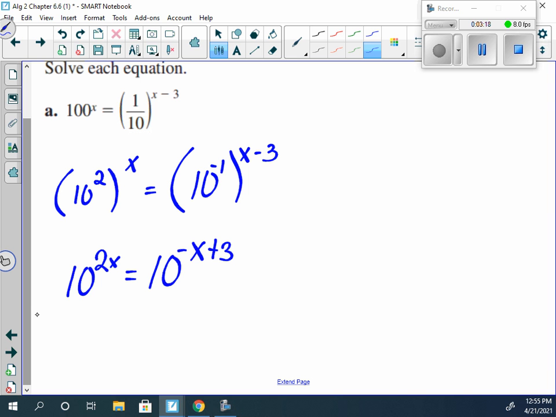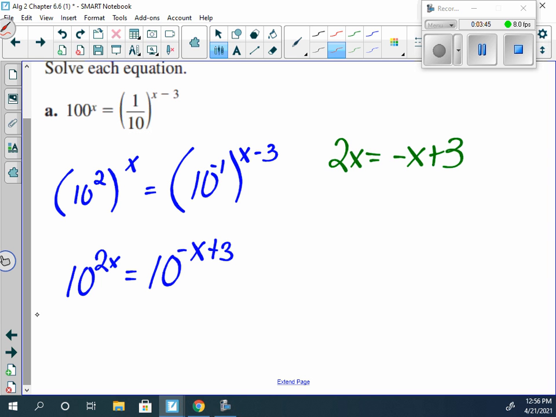Any questions on any of this here so far? Well, the bases are the same, yes? So the exponents have to be equal also for these to be equal. So really, we can say that 2x is equal to -x plus 3. So you can write it down below, that's fine. I'm just writing it off to the side. And now we just need to solve for the value of x.